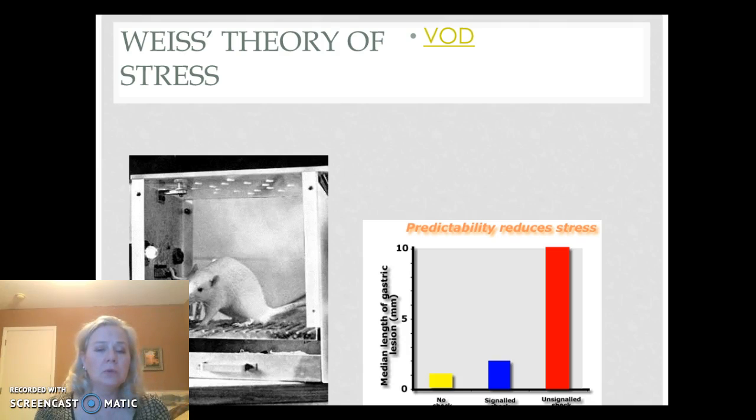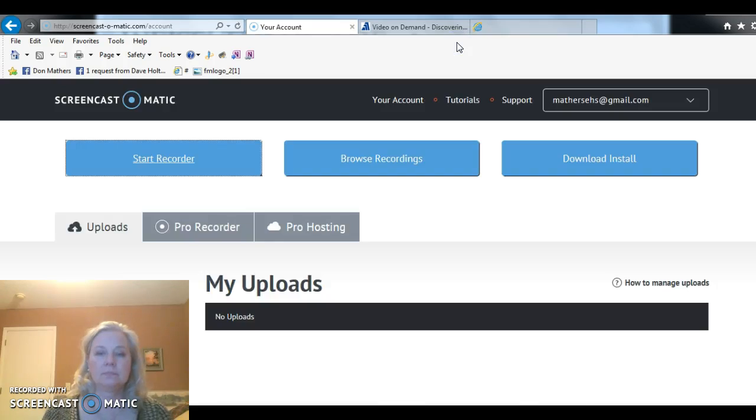However, a similar research study was done by Dr. Weiss, who wanted to look at whether predictability reduces stress. In this case, I'm going to show you some apparatus he used that's slightly different than the picture that's here, to measure stress and whether or not one has control.